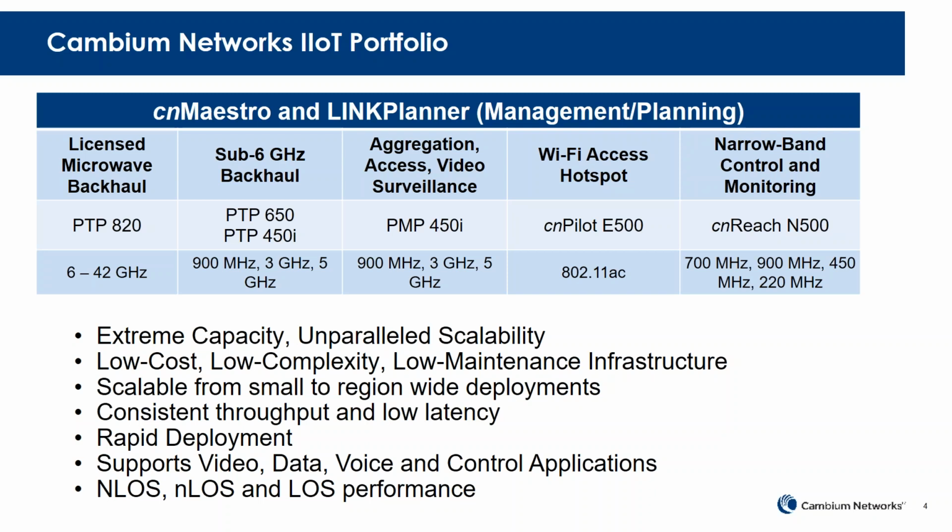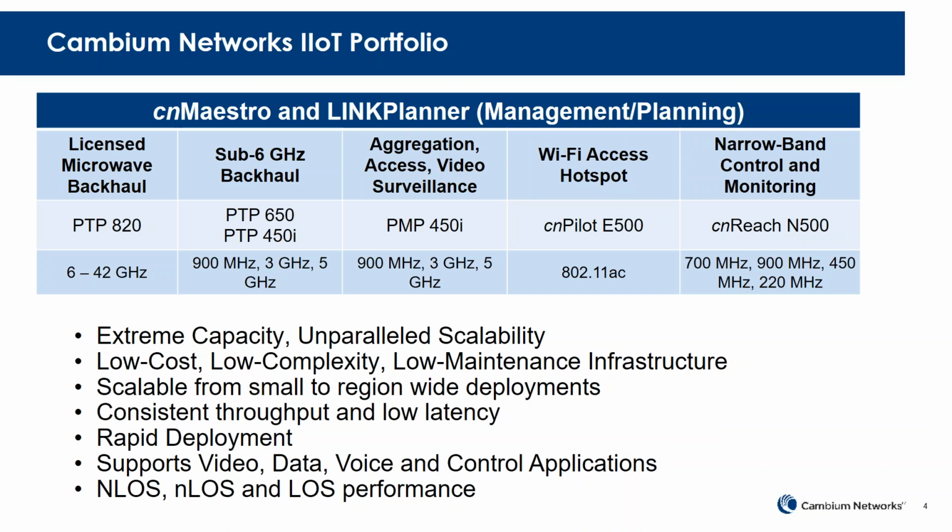Wi-Fi hotspots. The most applicable CN pilot product is what we call our E500. This is an outdoor Wi-Fi hotspot that's 802.11ac, and it's a really nice solution in the industrial space to be able to provide remote access as field technicians do their work and want to reach back to the corporate headquarters or wherever their information might be.